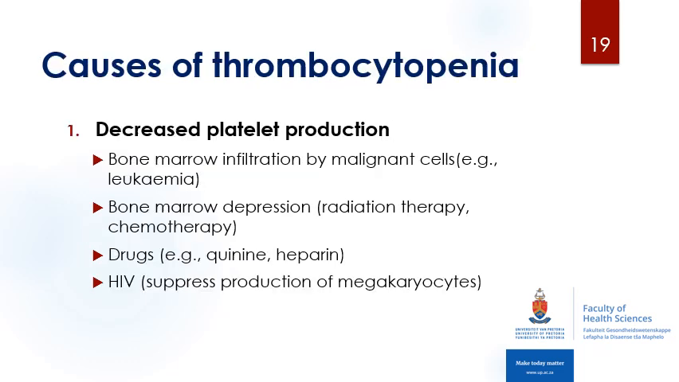So if you look at the causes of thrombocytopenia, it can be caused by a decrease in your platelet production. And this can be caused by malignant cells in your bone marrow, so a cancer in your bone marrow, or by the destruction of your bone marrow. If you get treatment for this cancer, then it can lead to a destruction in your bone marrow, which would decrease your platelet production. Certain drugs, such as heparin, can also affect platelet production. HIV is also known to suppress megakaryocyte production, which would then lead to a decrease in the amount of platelets.